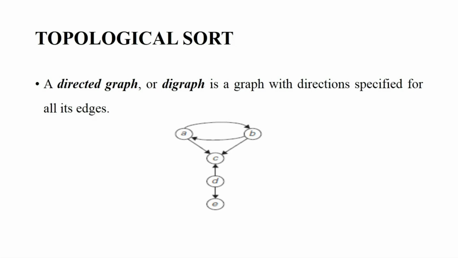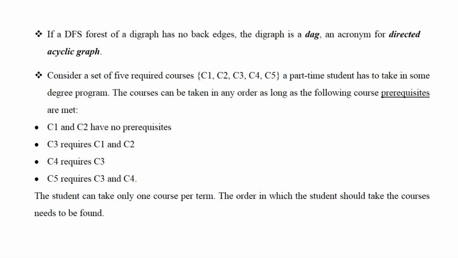If you look at this example graph, this is a digraph but it has a cycle, that is, we have an edge from A to B as well as from B to A. So, there is a cycle. Now, for a graph which involves a cycle, we cannot apply the topological sort. So, remember, topological sort is applied only to directed graphs which are acyclic. In a DFS forest of a directed graph, if there are no back edges, then the directed graph is a directed acyclic graph.